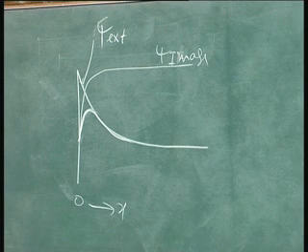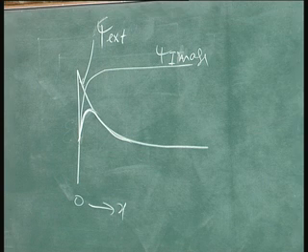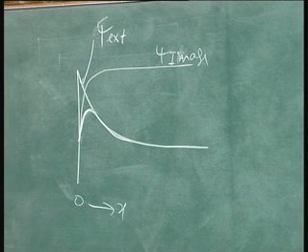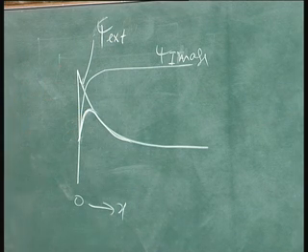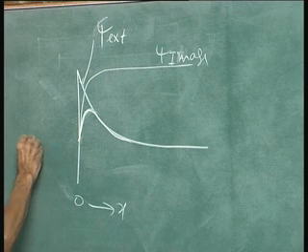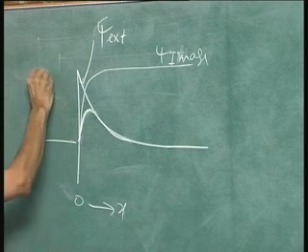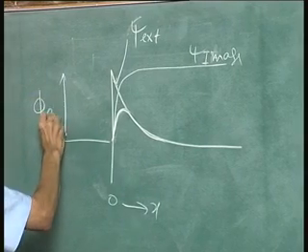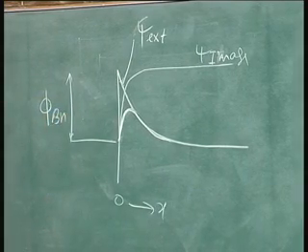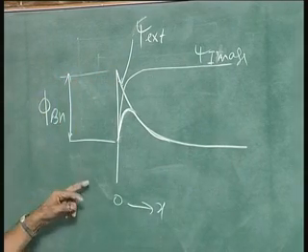Supposing I take this as 0. It is not actually 0, I take it as a reference. From that point onward it has come down by this quantity. How much has it come down? This is by how much it has come down. Usually what we take is the phi bn. Okay, that is the phi bn.